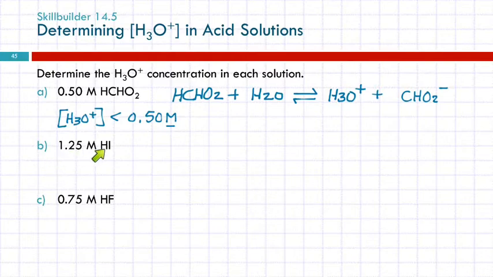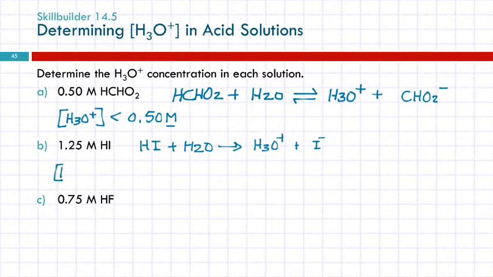How about this one? 1.25 molar HI. Strong acid, right? So strong acid, when that gets mixed with water, ionizes completely. So we get the hydronium and iodide. It all does this. So for every one of these, I get one of those. So what's the hydronium ion concentration going to be? 1.25. It's the same, because it all ionizes. Okay?